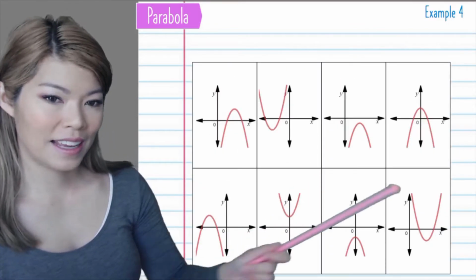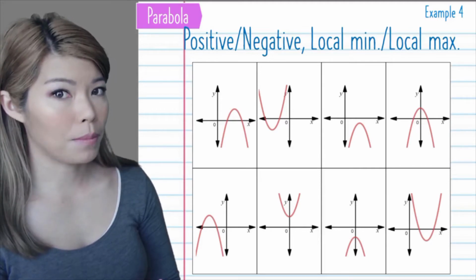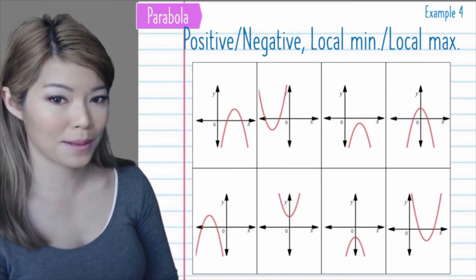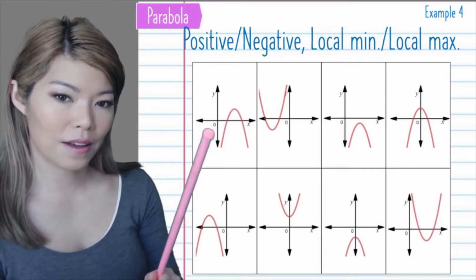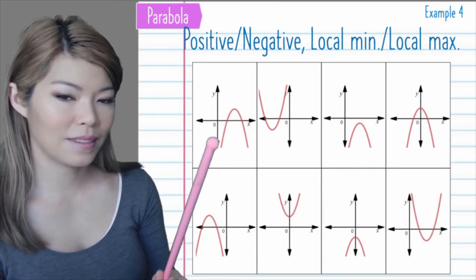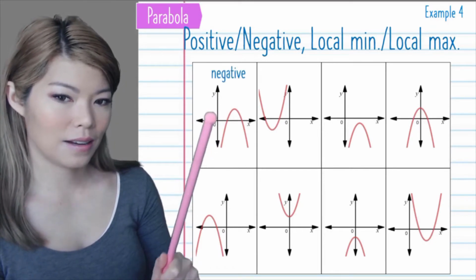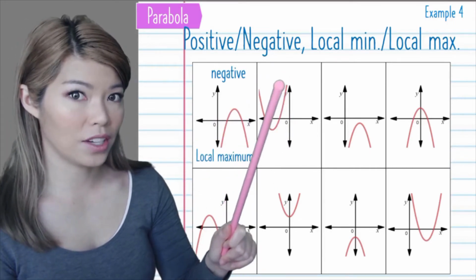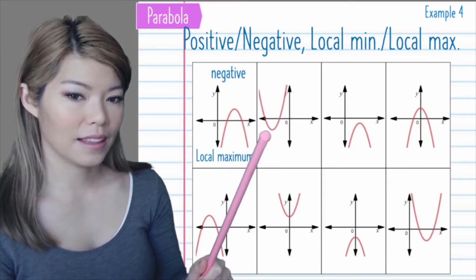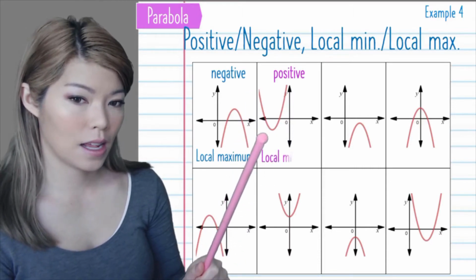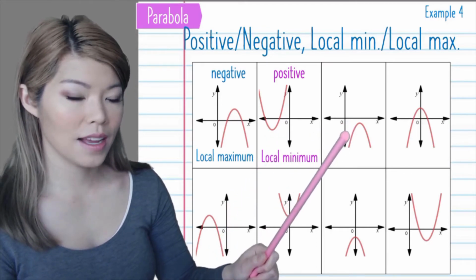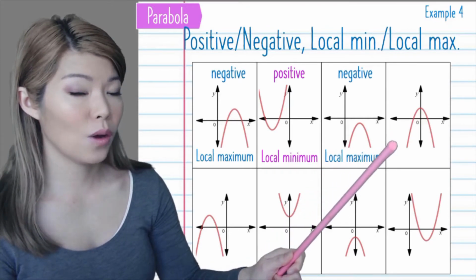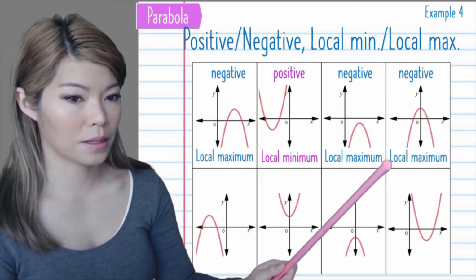Example 4. Here we have lots of graphs. So can you name which are positive and which are negative? And can you name which have a local minimum and which have a local maximum? So let's have a look at the first graph. We can see that, imagine eyes on them, that one is negative and it has a local maximum. That graph over there, again, I would imagine eyes on top of it. And that is a positive graph and it has a local minimum. That one over there, again, a negative graph with a local maximum. And that one there, also a negative graph with a local maximum.